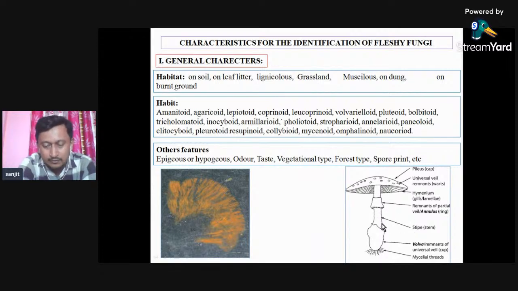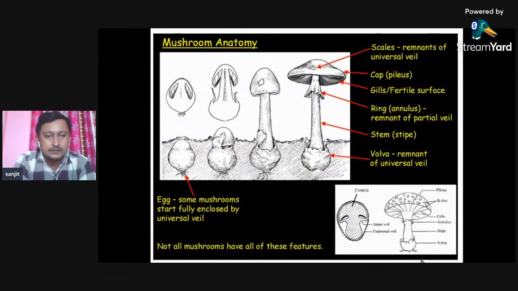The stipe, that is the stem, is the main part which attaches to the pileus and attaches to the substrate. It may be soil, wooden log, etc. And volva or veil, universal veil, or mycelium. These are the anatomical features of a mushroom.